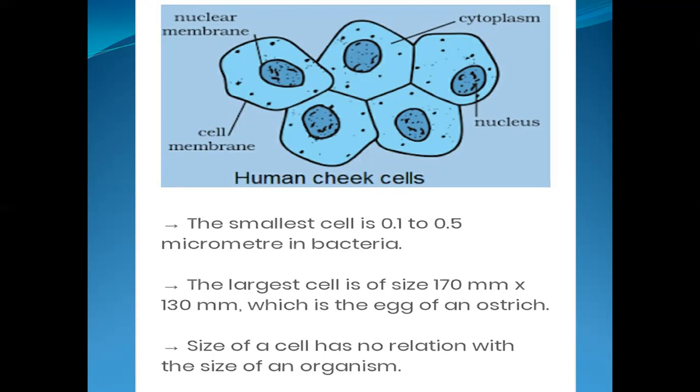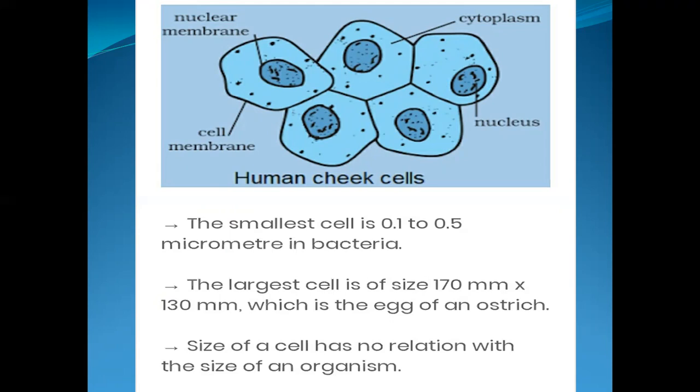They have a size of 0.1 to 0.5 micrometer. And the largest cell is the egg cell of an ostrich. It measures 170 millimeters to 130 millimeters. But the size of a cell has no relation with the size of an organism.